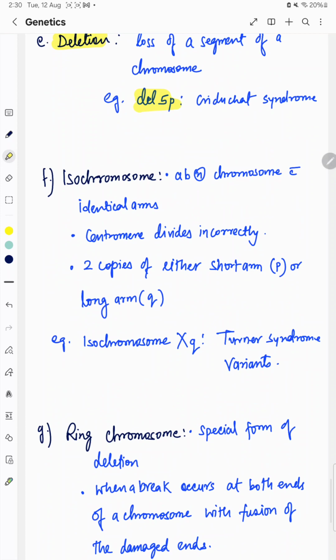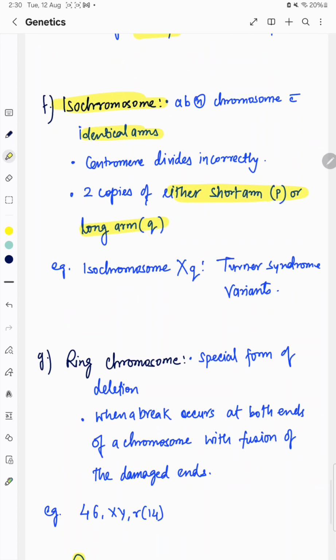What is an isochromosome? An abnormal chromosome with identical arms. The centromere divides incorrectly in the formation of an isochromosome. Two copies of either the short arm or the long arm are there. An example of an isochromosome is isochromosome Xq, which is responsible for a Turner syndrome variant.